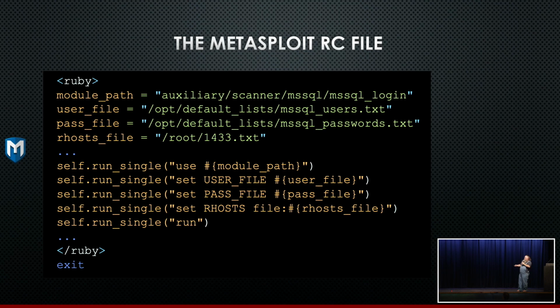And then, as if you were inside of Metasploit's MSF console, you run each of those commands as if it was just self.run single. So use whatever the module was, set the user file, set the password, set the rhost, and then run. It's just a wrapper around manually typing stuff in the Metasploit console. Again, it's automation. You write it one time, you don't have to worry about it again. There's some other stuff in there you could do, like other logging techniques, but this is what we're working with.